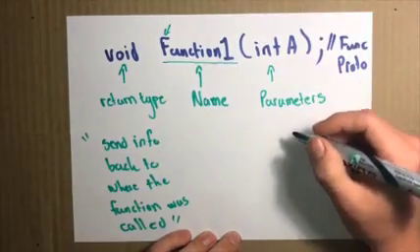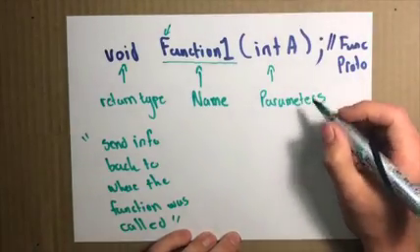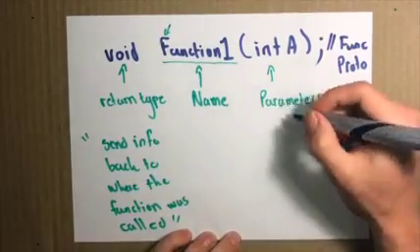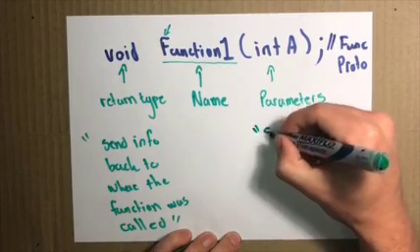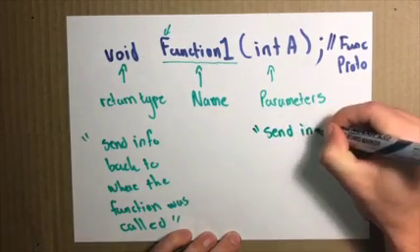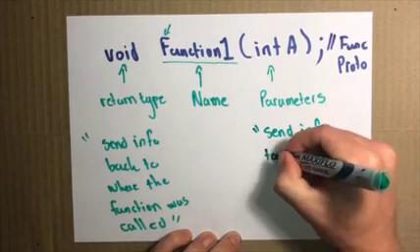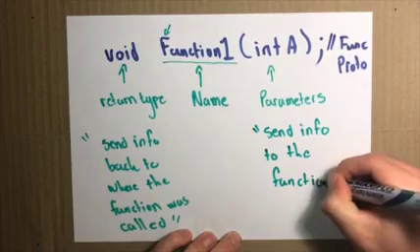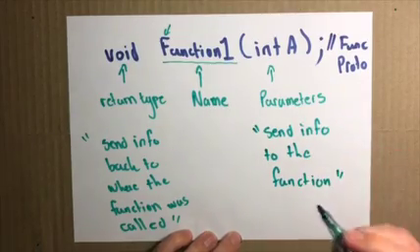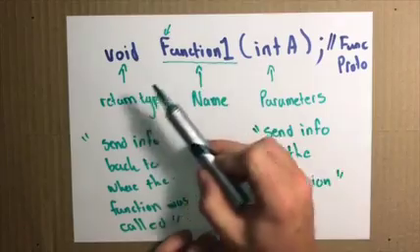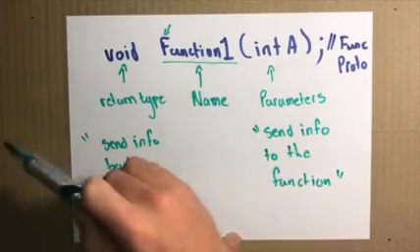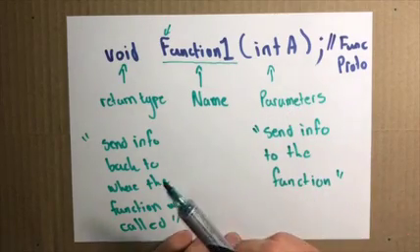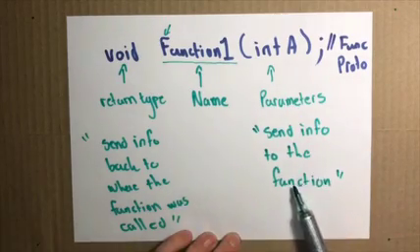And then we get to our parameters. Now parameters is just the opposite of what the return type is. Now the parameters is to send information to the function. Okay, so the return type sends information from the function to where it was called, and the parameters is used to send information from where it was called to the function.